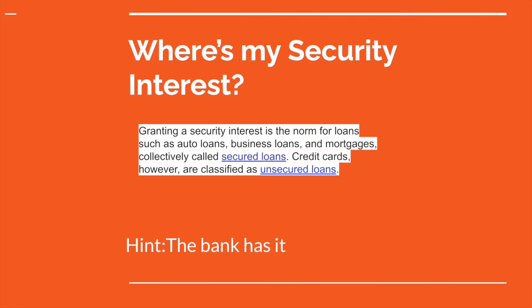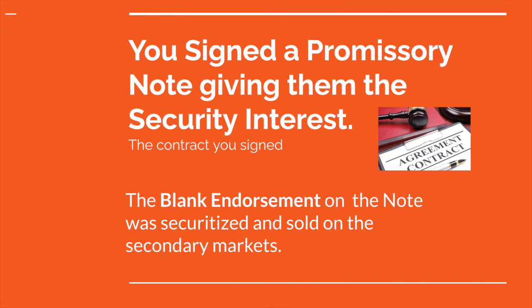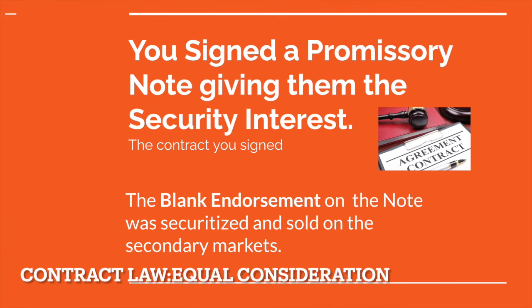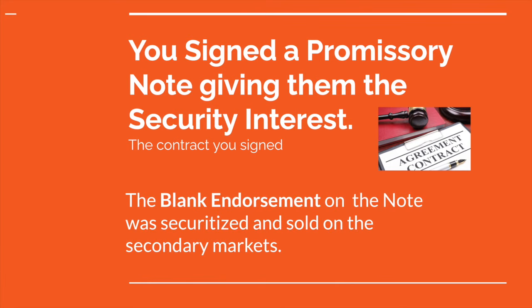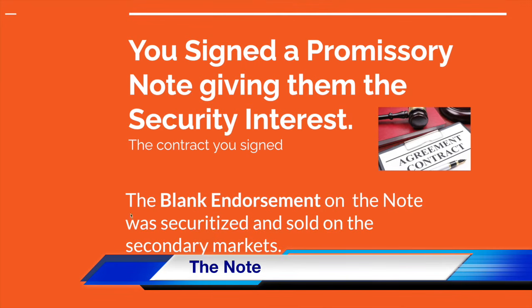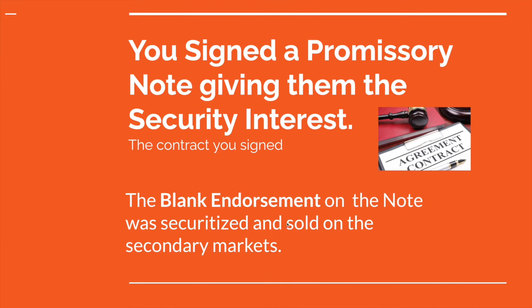So there was really no equal consideration, which is, in order for it to be a lawful contract, you need equal consideration. So you signed a promissory note giving them the security interest. The contract you signed probably stated that in there. The blank endorsement on the note: when you got the agreement or contract, you basically just endorsed it, did a blank endorsement, and then that became a promissory note that was securitized and sold on the secondary markets.